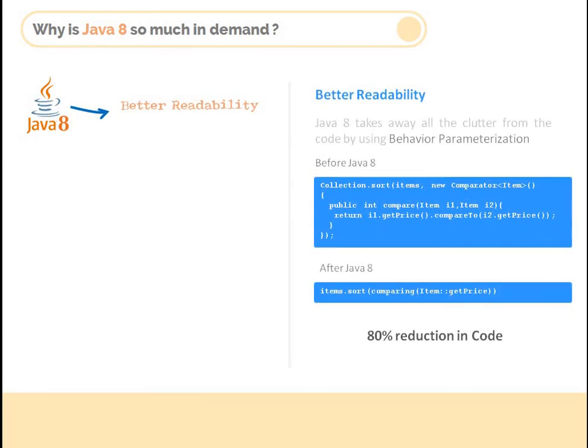Number one, better readability. Now, without going much into the technical details, you can see the two blue code blocks. The top one is bigger because it has more lines. So this code is sorting something, and the same code in Java 8 can be written in a single line. So you can see that here there is an 80% reduction in code. It is not always an 80% reduction, but yes, there is a significant reduction in code which increases readability and also reduces file sizes.